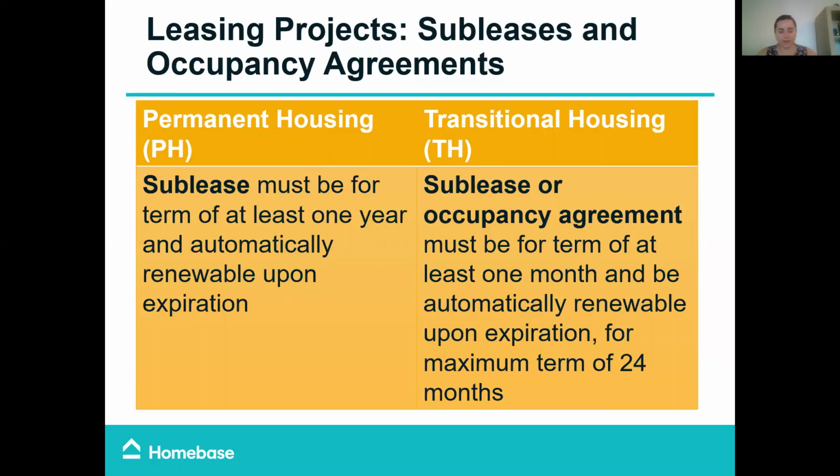Whereas in permanent housing, so PSH or rapid rehousing, a sublease must be for a term of at least 1 year and automatically renew. As Nicole mentioned earlier, this training is being recorded on June 22nd. And in response to COVID-19, HUD has made available a temporary waiver on the 1-year lease requirement for permanent supportive housing participants. So again, you'll want to check with your agency lead on whether your program is using this waiver.